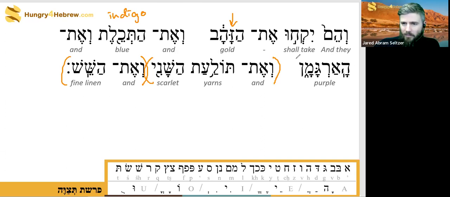Argaman probably comes from the same sea snail. It's just that if you don't expose it to sunlight, it stays purple, and if you do, it turns into techelet. Tola'at hashani is some sort of a silkworm that produces a red-colored thread, and then shesh is fine linen, which comes from the flax plant.